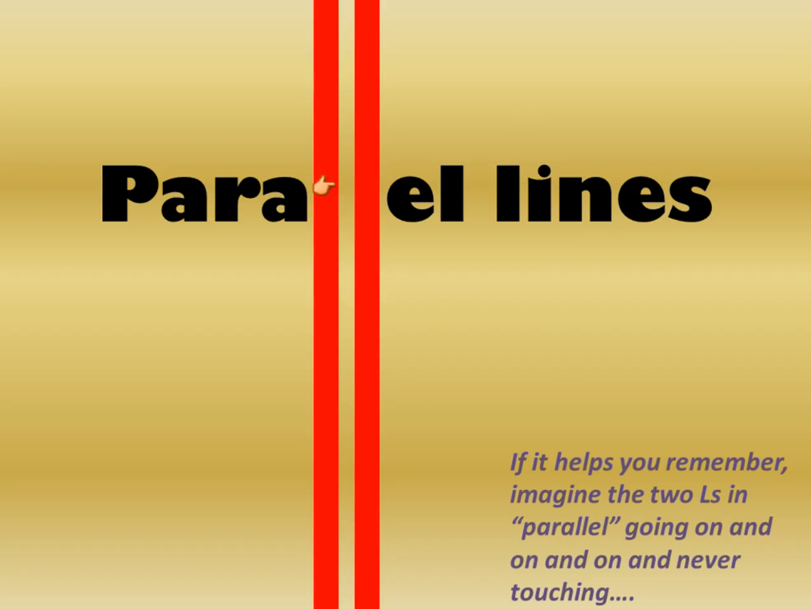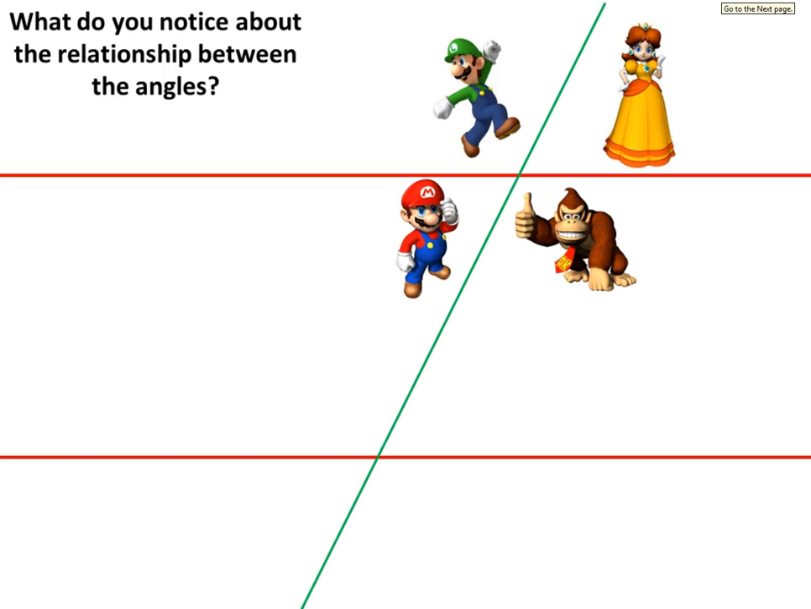To remember parallel, just think about the two L's in parallel. They look like parallel lines, if that helps you. So let's look at these angles, and I put pictures here just to help illustrate the relationship. The angles across from each other, remember, are congruent. Mario and Donkey Kong. Luigi and Donkey Kong are congruent.